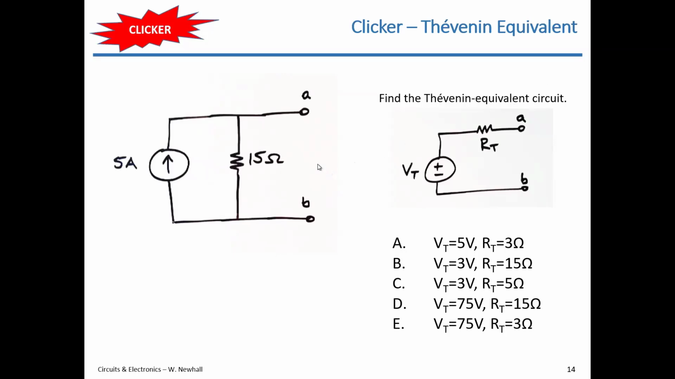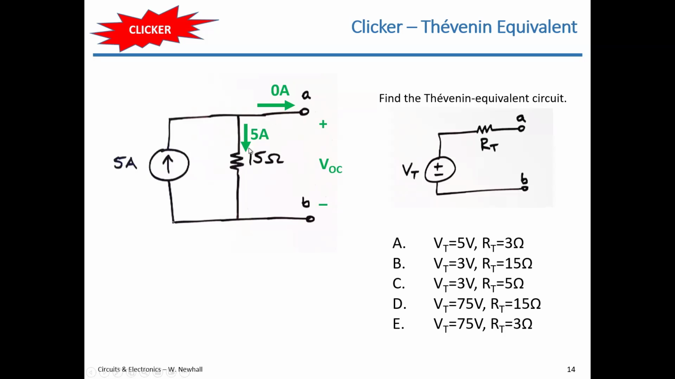Okay, so to calculate the Thévenin equivalent of the circuit on the left, let's start with calculating VT, the Thévenin voltage. Thévenin voltage is the open circuit voltage between terminals A and B if you don't connect anything to those terminals. Right? So what is that voltage? Well, I know I have 0 amps going out of terminal A because it's not connected to anything. So all of the current source current, that 5 amps, must go down through the 15 ohm resistor. I'm doing a mental Kirchhoff's current law calculation on that top node there.